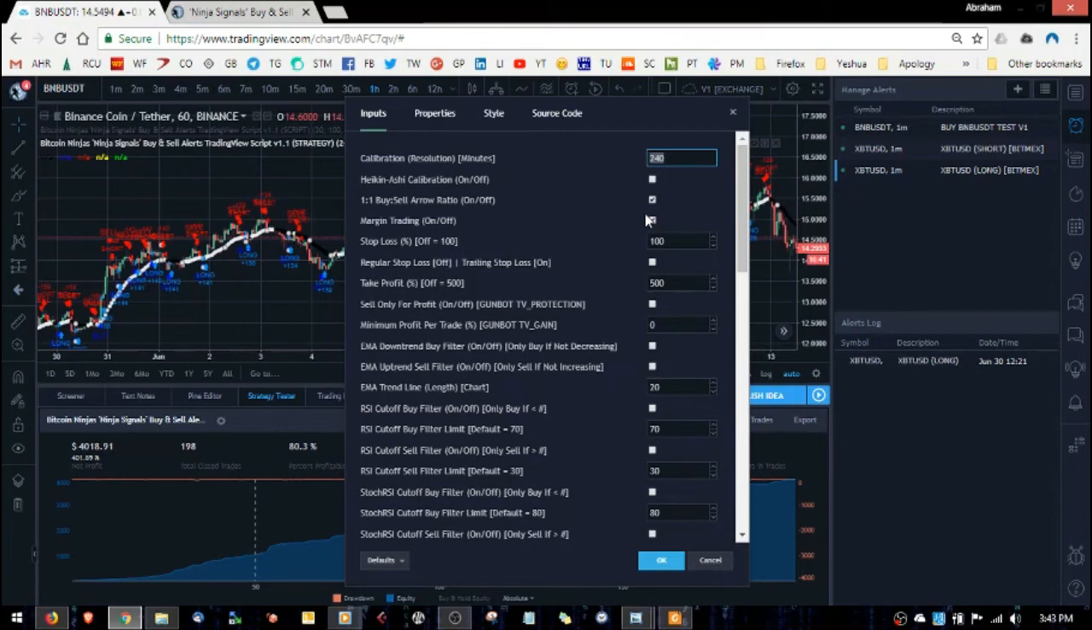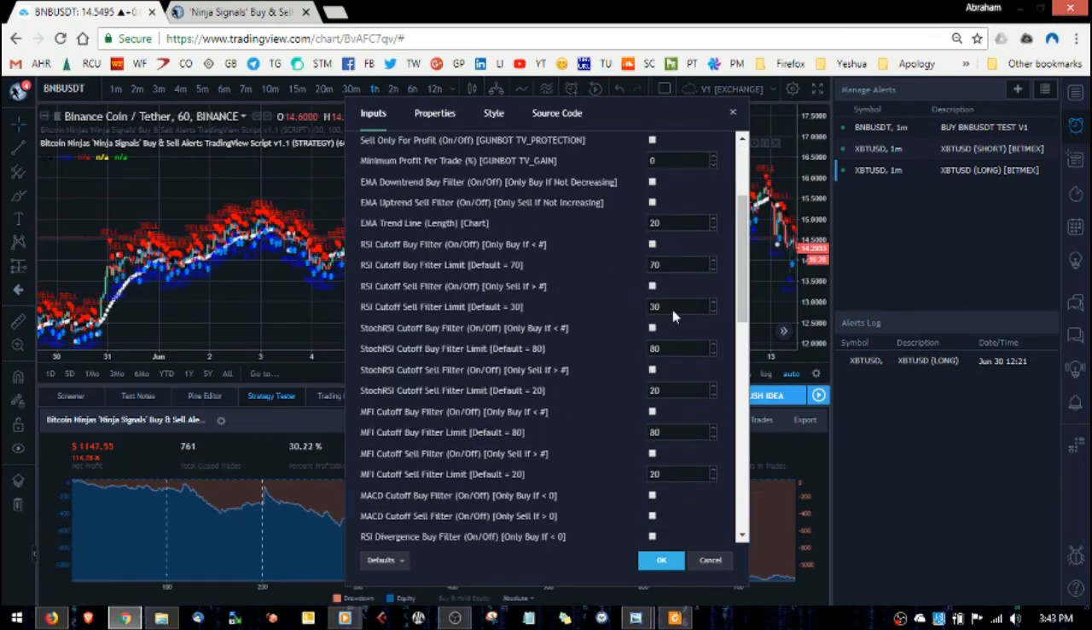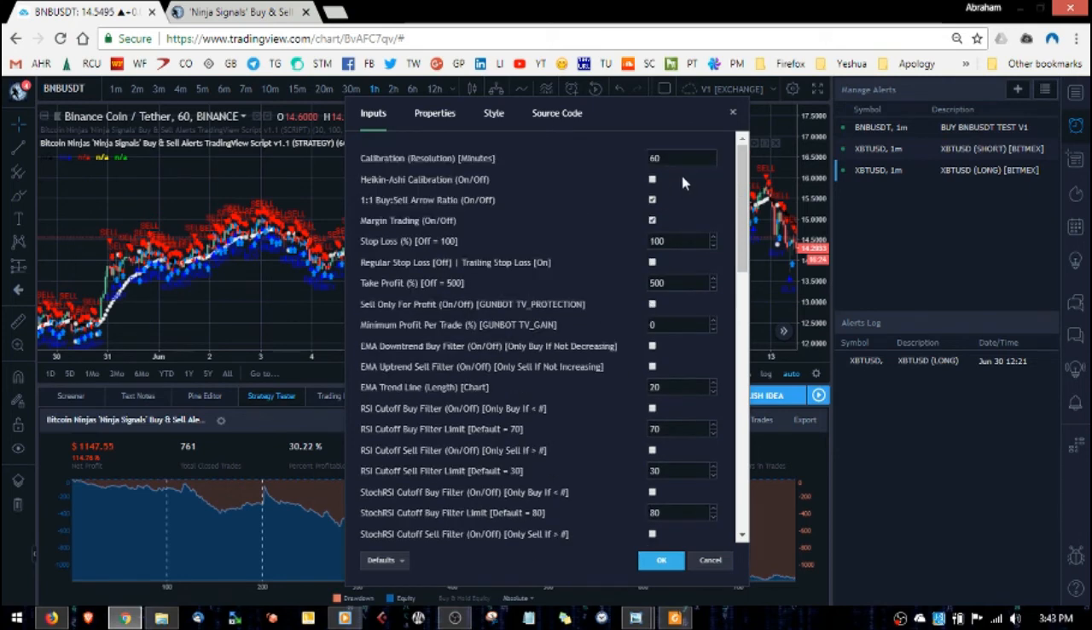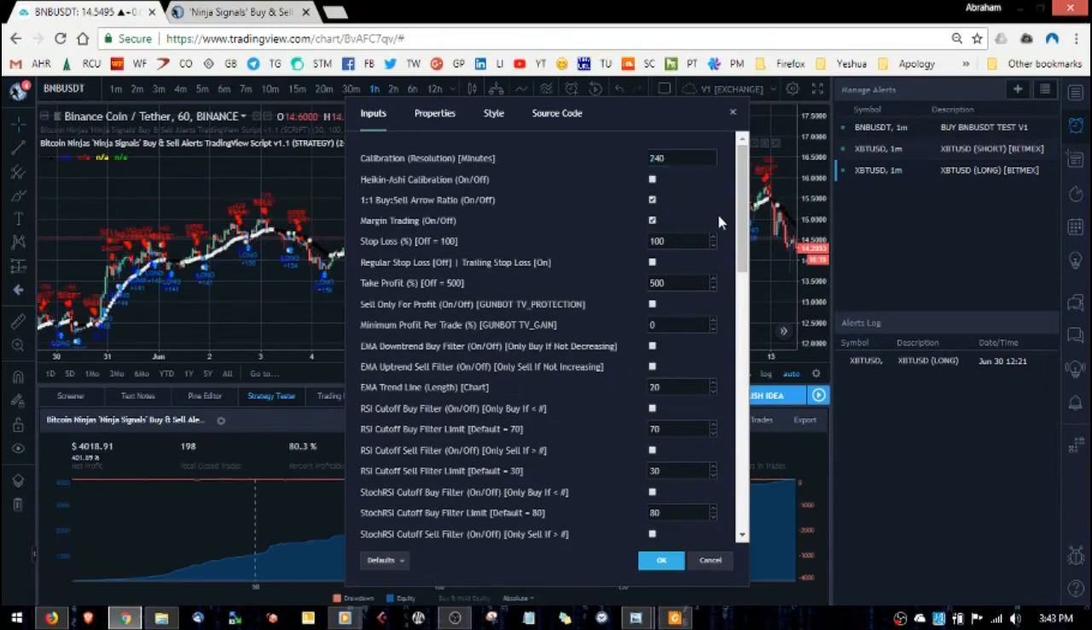So for version 2, it's best, if you can, to try and find a setup that's profitable with a calibration number that matches your candle size. So in this particular case, if I was using version 2 and I'm using 1 hour candles, I would use a calibration of 60 to start and then try applying various filters. But since we're using version 1, it's better to use a larger calibration number, so we're going to go to 240 and start from there.